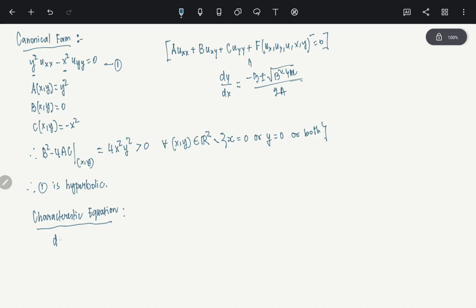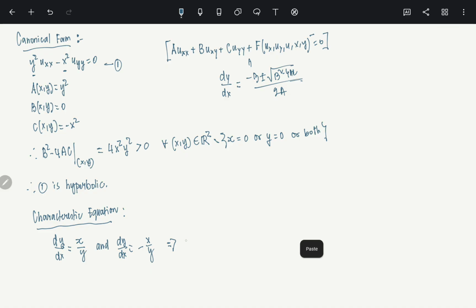The characteristic equations which we are going to get are dy by dx equals to x by y, and the other one is dy by dx equals to minus x by y. I hope this is clear. See here, b is 0, so it is essentially plus minus root of b square minus 4ac, which is 2x times y, over 2 times a, 2 times y square. So you see, it is x by y and minus x by y. Clear?